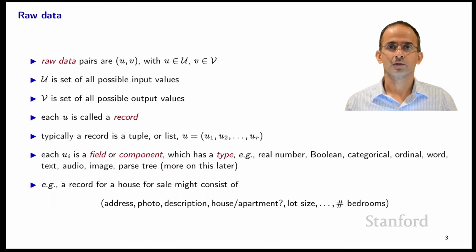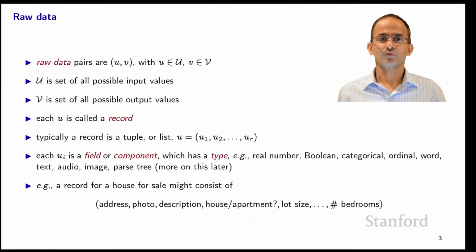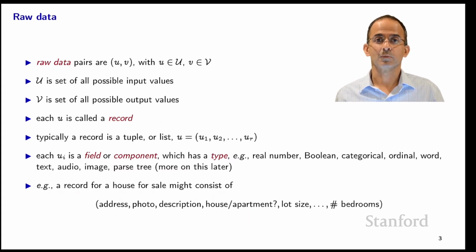techniques to construct predictors. We have raw data pairs, which we will denote by U and V, where U is in some script U, which is the set of possible U's, and V is in some script V, the set of possible V's. Here, script U is the set of all possible input values, and script V is the set of all possible output values. Ideally, our predictor is going to take an element of script U and return for us an element of script V.